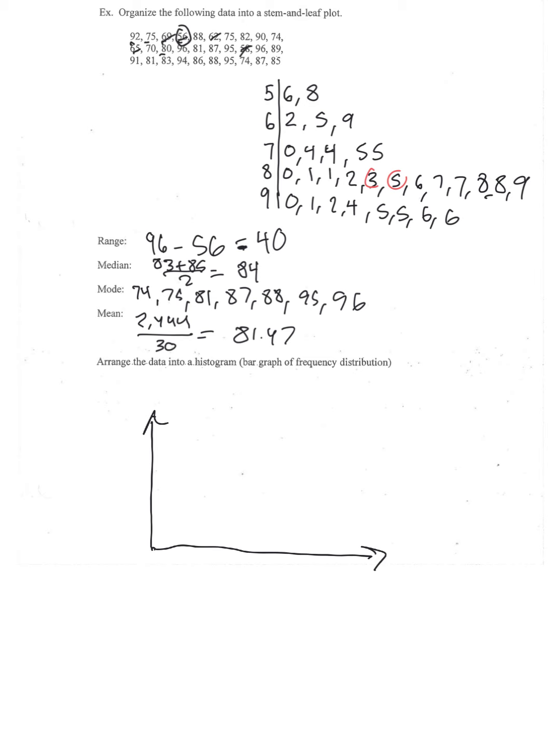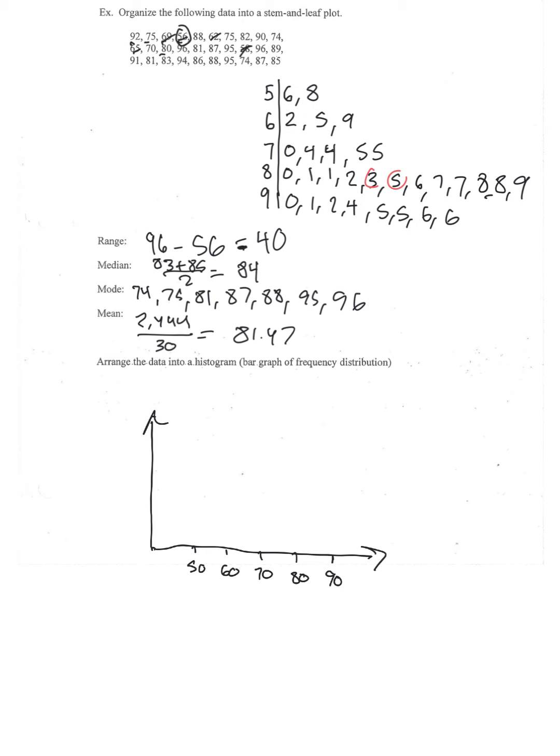So in this case, since we're dealing with numbers really from 56 to 96, I could look at frequencies of numbers within certain ranges, but I'm going to pick tens. So that's going to go along my horizontal axis. So really we're dealing with numbers in the 50s, 60s, 70s, 80s, and 90s. So the number of numbers within these ranges is what's going to be on the y, kind of not our y-axis, but our vertical axis.